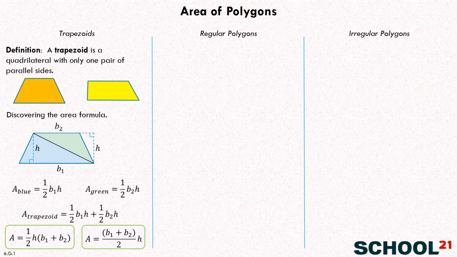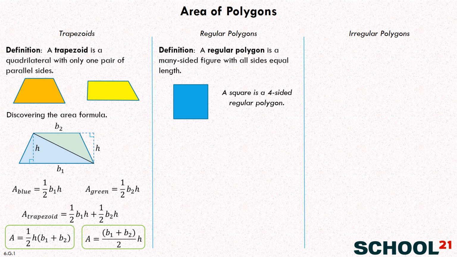Make sense? Yeah. Okay, let's skip over to some regular polygons now. So remember, a regular polygon is a many-sided figure with all sides equal in length. Probably the one that you're most used to is a square. It's a four-sided regular polygon. All four sides are the same length, right? Right. Okay, so let's talk about something that's more than four sides.